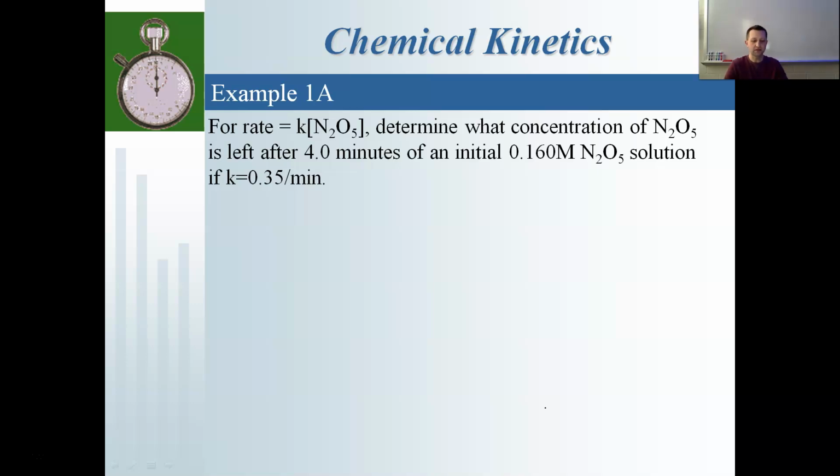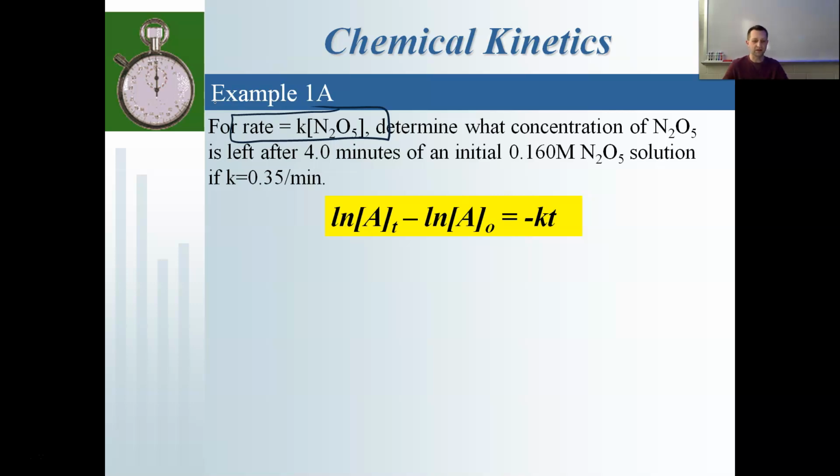So for the rate equals k times N2O5, determine what concentration of N2O5 is left after 4 minutes of an initial 0.16 molar solution if the rate constant k equals 0.35 per minute. So first thing I need to figure out here is, if I'm using my integrated rate laws, what is the order of my chemical reaction? Well, it's giving me my rate law right here. My rate is equal to k times N2O5. It definitely looks like a first order chemical reaction, so I'm going to use my first order integrated rate law.